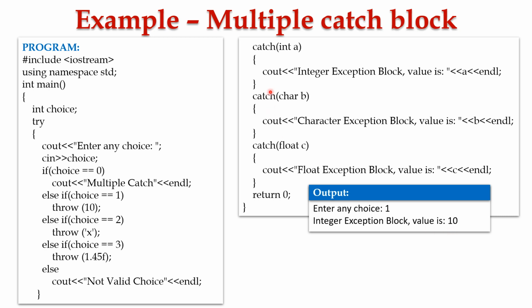So after executing this cout statement, control immediately skips all other catch statements and moves to the return 0 statement. So here return 0 implies the successful execution of the code.